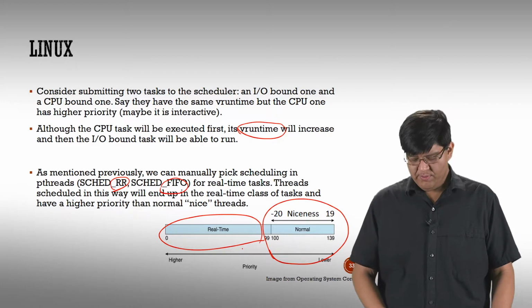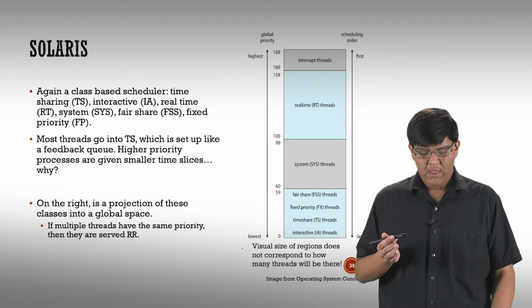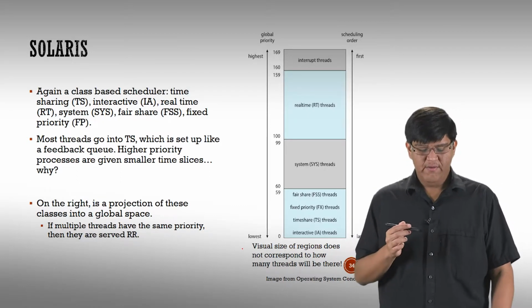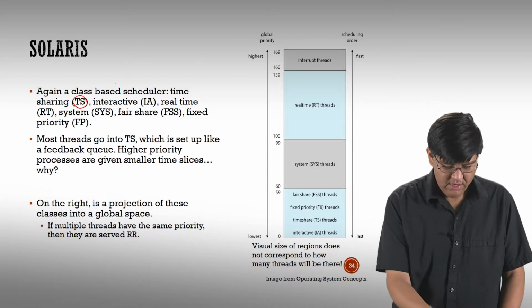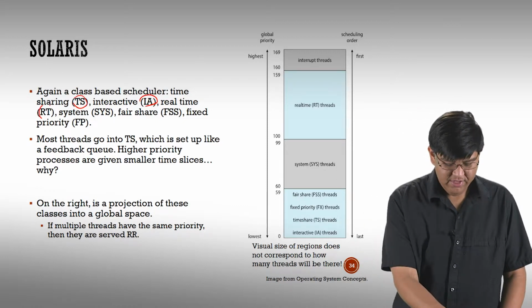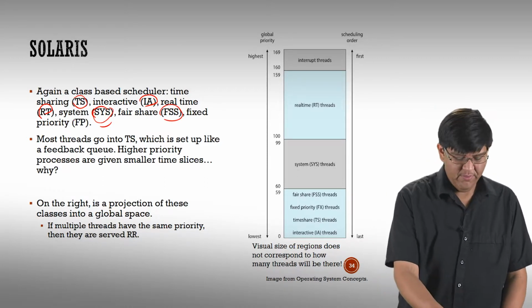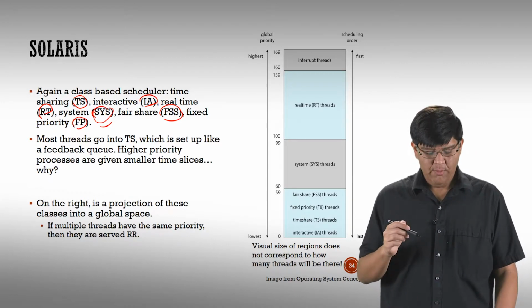For our next example, which will be rather brief, we're going to talk about Solaris. Solaris is a little bit of an older system, but we'll talk about it just to give a little bit of contrast to Linux. So again, we have a class-based scheduler, with all these different things I can do. I have time sharing, interactive, real-time, system, and fair share, and these bottom ones work a little bit like the proportional sharing we talked about. But we have these different classes.